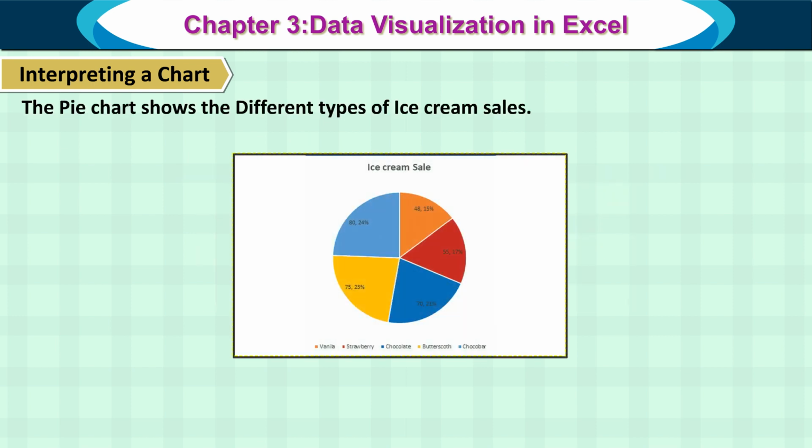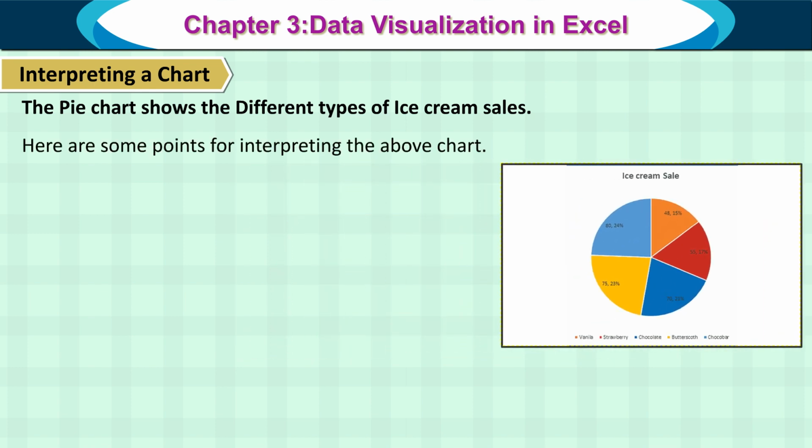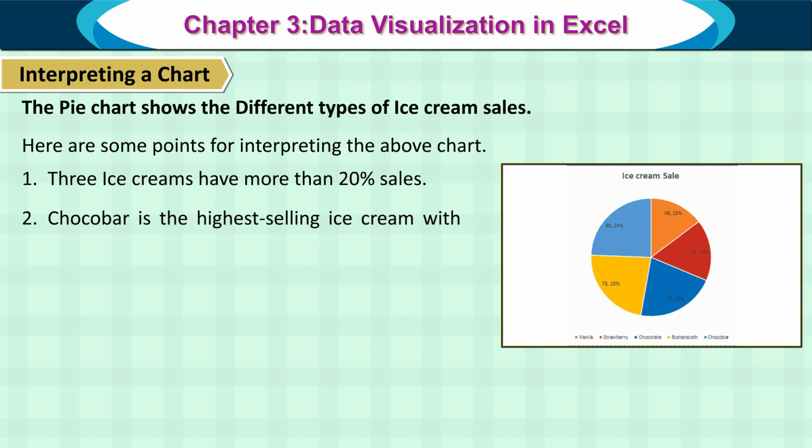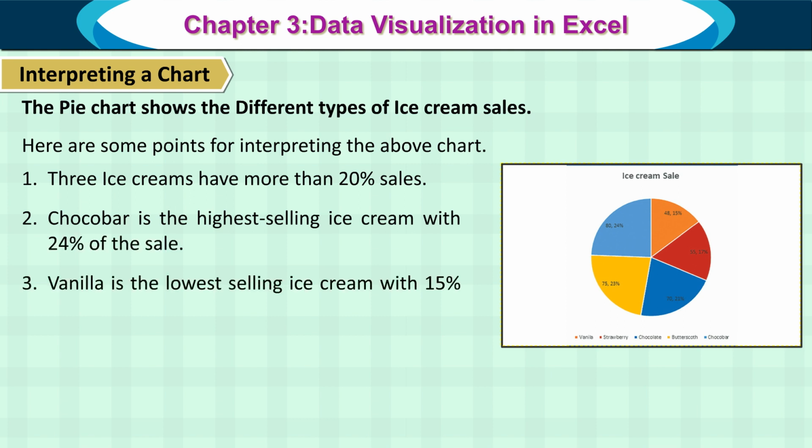The pie chart shows the different types of ice cream sales. Here are some points for interpreting the above chart. 1. 3 ice creams have more than 20% sales. 2. Chocobar is the highest selling ice cream with 24% of the sale. 3. Vanilla is the lowest selling ice cream with 15% of the sale.